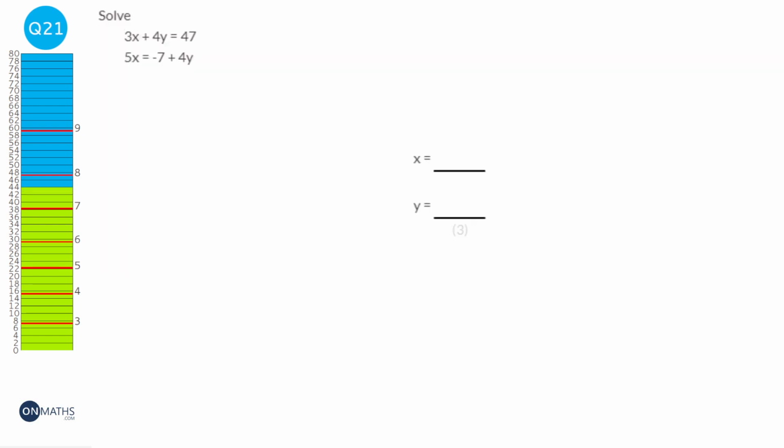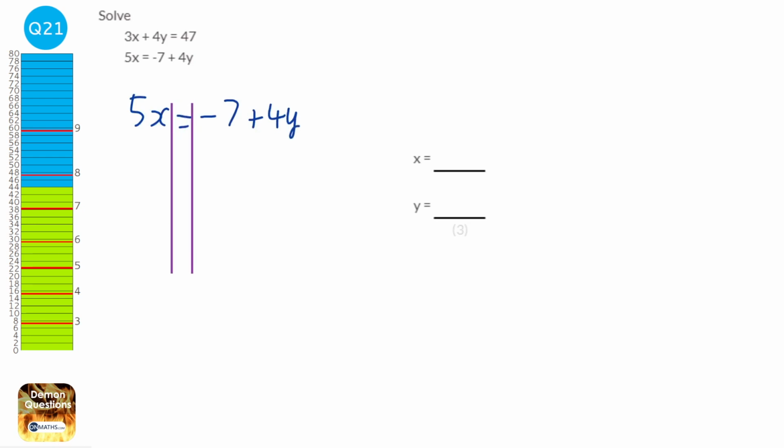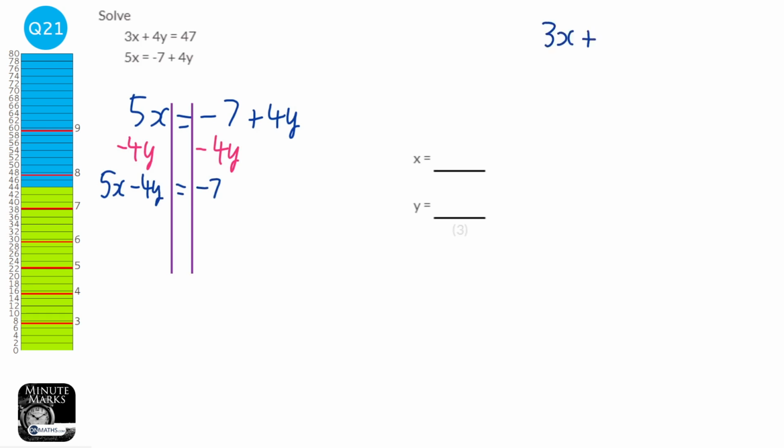So the first thing I notice is the second equation isn't really in the normal format for doing simultaneous equations. So I'm just going to rearrange it so that we have it where we want it to be. And I'm just going to put my lines in so I can rearrange. So the first thing I want is the x's and y's on the same side. In fact, actually all I need to do is take away 4y from both sides, and we get 5x minus 4y equals minus 7.